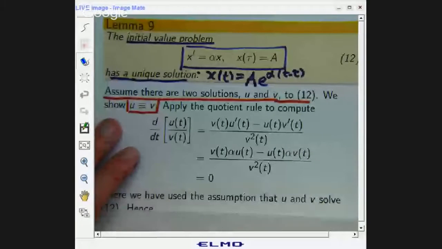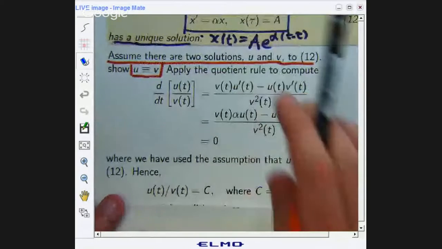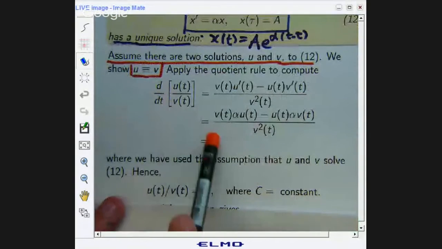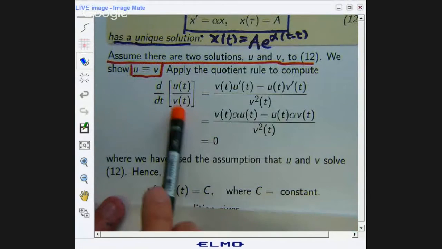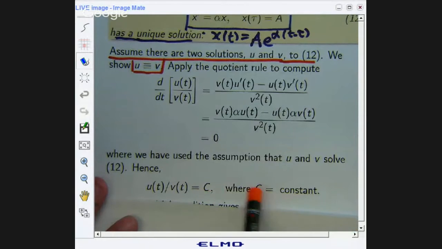So what do we know about a function if the derivative is always 0? Well, the function is a constant. So what this proof is telling us is that the quotient u of t over v of t is equal to some constant. All right, so using the basic idea here, where the derivatives are 0, we know the quotient will be a constant. And what we're going to do is show that this constant c is actually equal to 1.